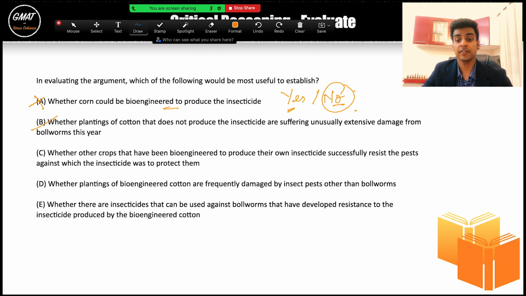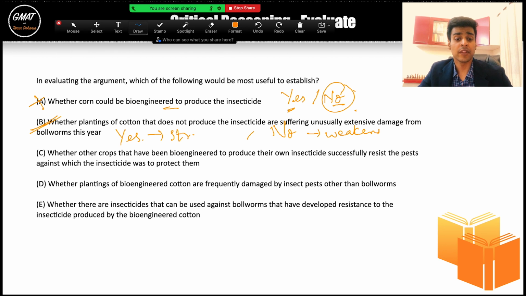If I take the answer to be yes, other plants are suffering as well, which means the bollworm population must be high, which justifies my assumption and strengthens it. But if I take the answer to be no, then the same plant, cotton, in its non-genetically modified form, is not being affected by bollworms, which means there must be something wrong with the genetically modified corn, not with the population of bollworms. So it weakens. It goes against my assumption. And this is an option that evaluates my argument.